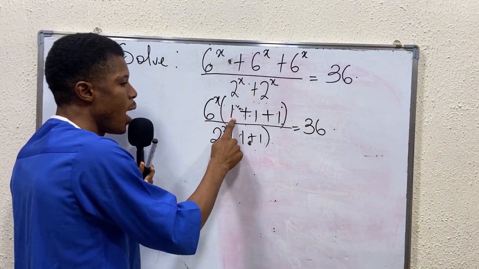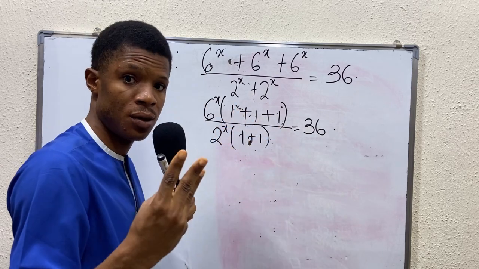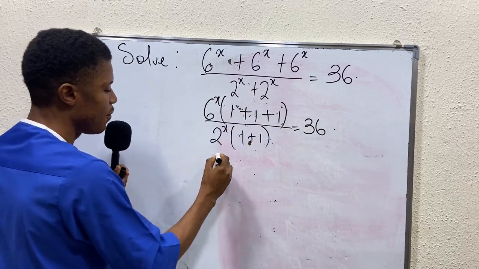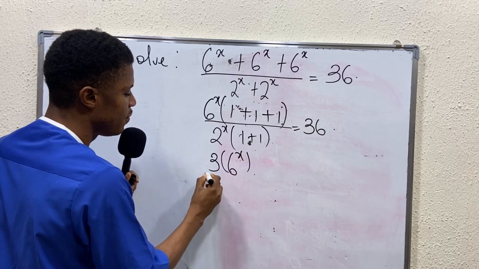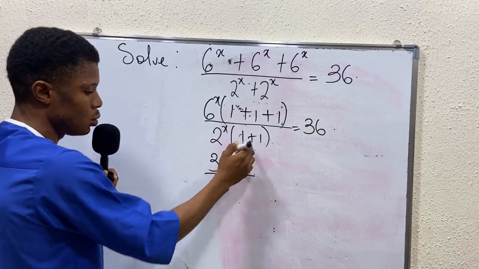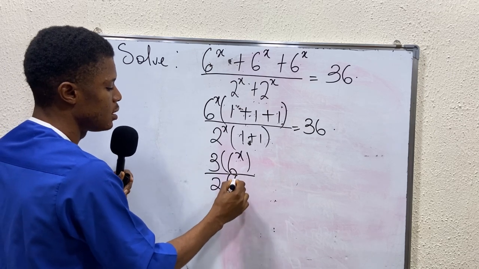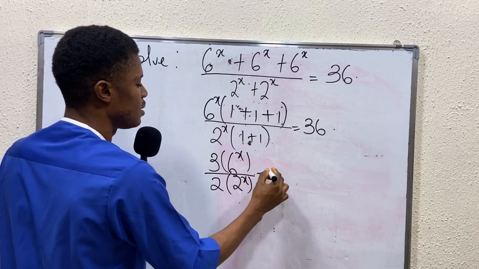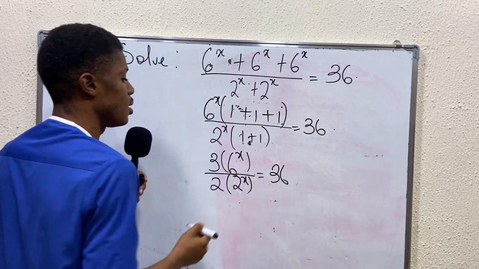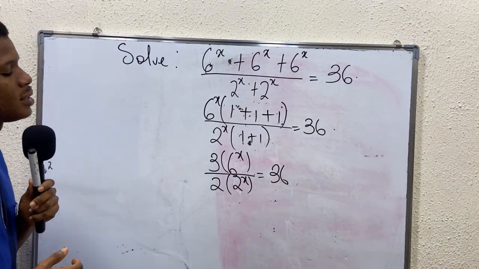So let's count. We have 1, 2, 3. So we can say we have 3 lots of 6^x, divided by, for this we have 2 lots of 2^x, and that equals 36.